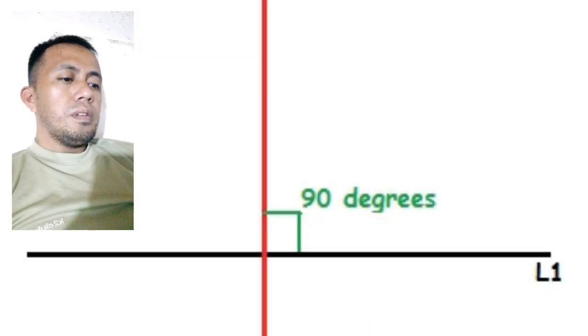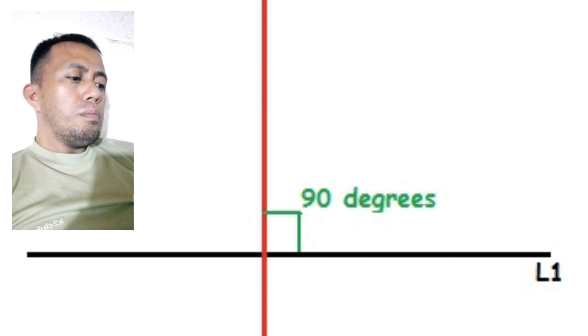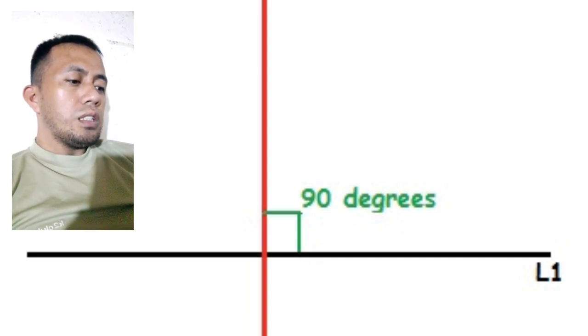Tenth, perpendicular lines theorem. Statement: if two lines are perpendicular, they form four right angles. Explanation: when two lines intersect at a 90 degree angle, they form four right angles. This is a fundamental property of perpendicular lines.